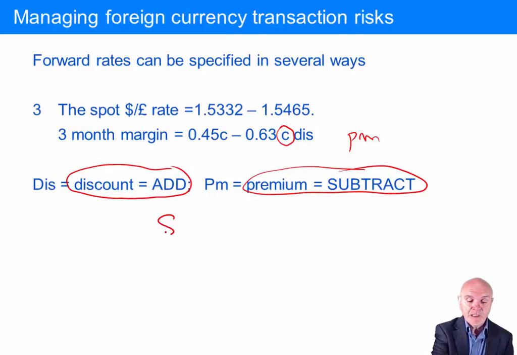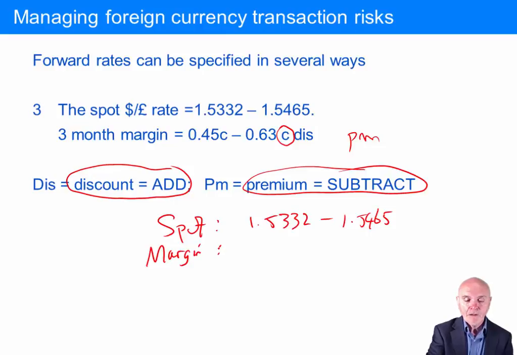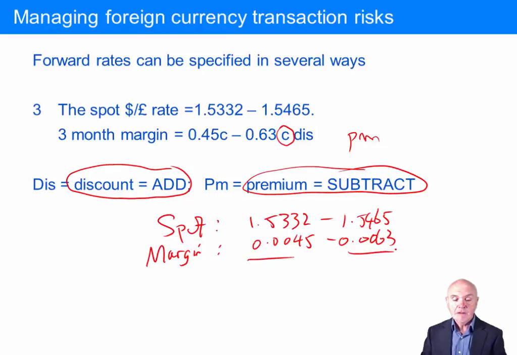So if I take my spot rate here, we have 1.5332 to 1.5465, and then we have the margin. That's 0.45 of a cent, so we have to go 0.0045 to 0.0063, okay? And it's a discount. That was only an example. It's a discount, so we're going to be adding it here. So we're going to have 8.